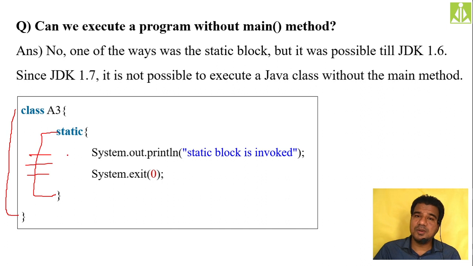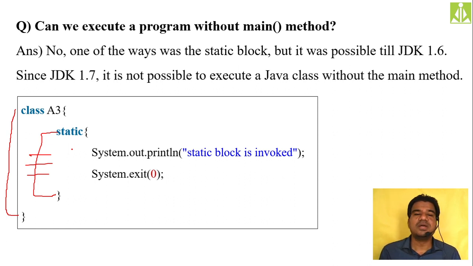This was possible in older versions, I mean 1.6 and older versions. But when we are talking about 1.7 and the advanced Java versions, it is not possible to execute a Java class without the main method. Remember this one. The developers have done it that way. There is no proper excuse or proper reason we can give over here. You simply remember that in JDK 1.6 and older versions, executing a Java program without a main method was possible using a static block.